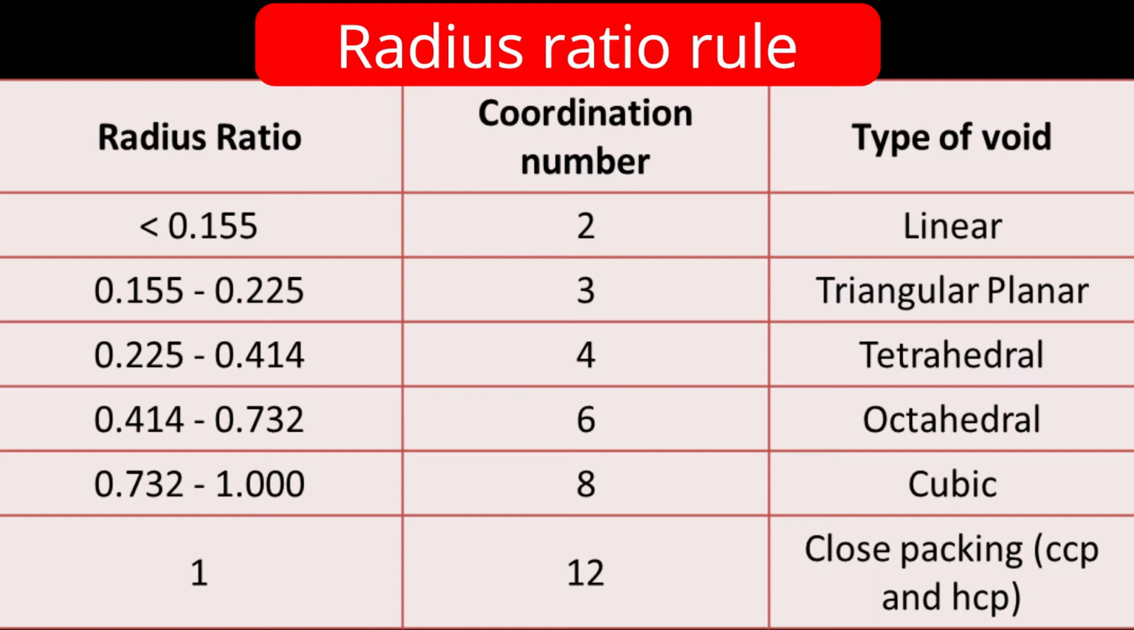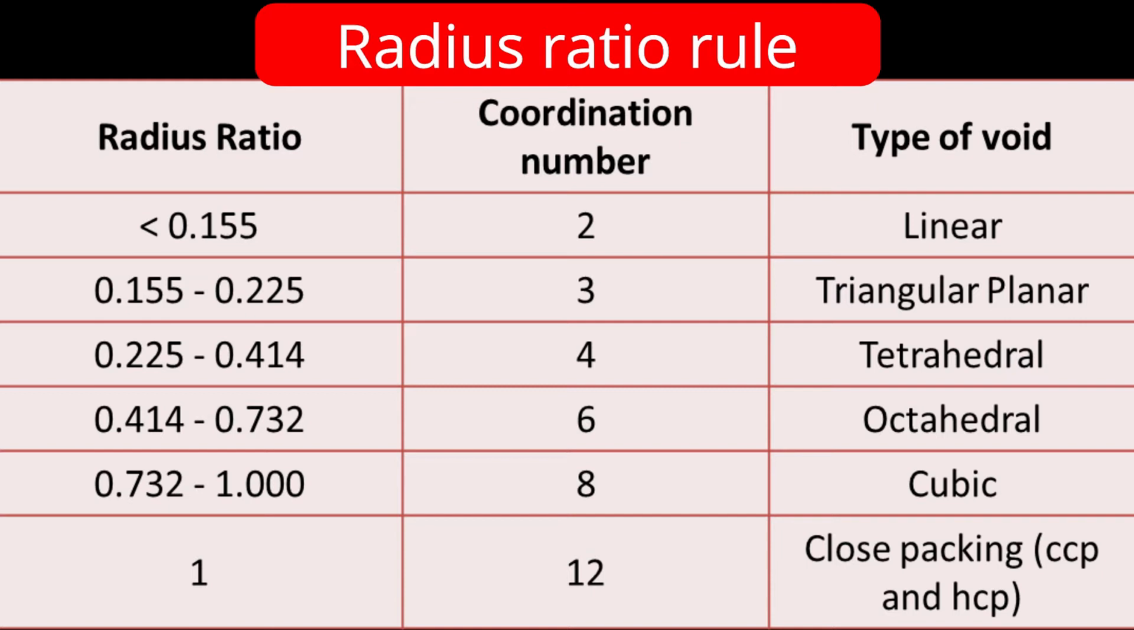If it is between 0.225 to 0.414, the type of void will be tetrahedral and coordination number 4. If type of void is octahedral, then radius ratio should be 0.414 to 0.732 and coordination number 6. If void is cubic, then coordination number will be 8 and radius ratio will range between 0.732 to 1.